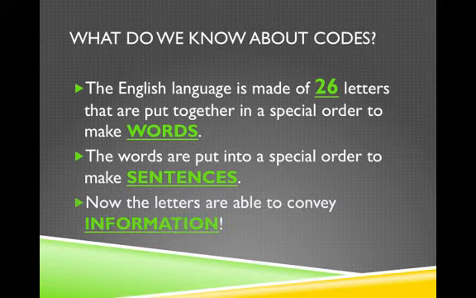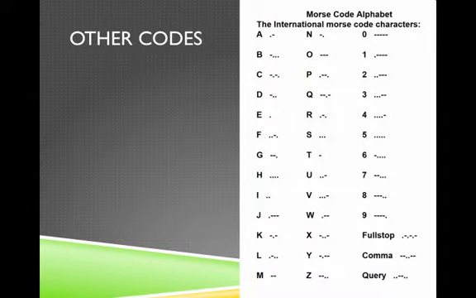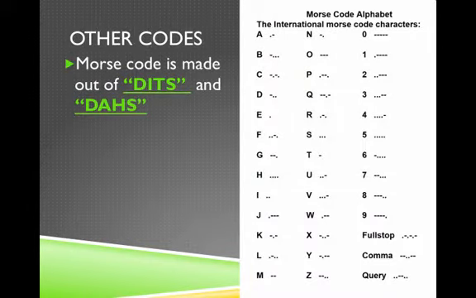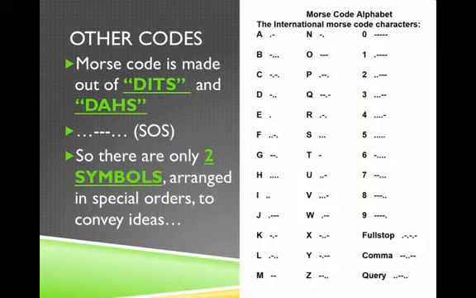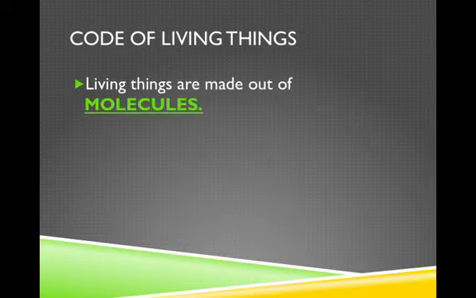Our genetic code is very similar to this whole process. You may also be familiar with Morse code, which is made up of dits, which are short sounds, and dahs, which are long sounds. So, for instance, SOS, when it's tapped on the side of a boat, can mean that somebody needs help. Again, it's letters or symbols that represent words that convey a message. So in Morse code, there are only two symbols, but when you arrange them in a special order, they're able to convey ideas. So the code of living things is a little bit different.